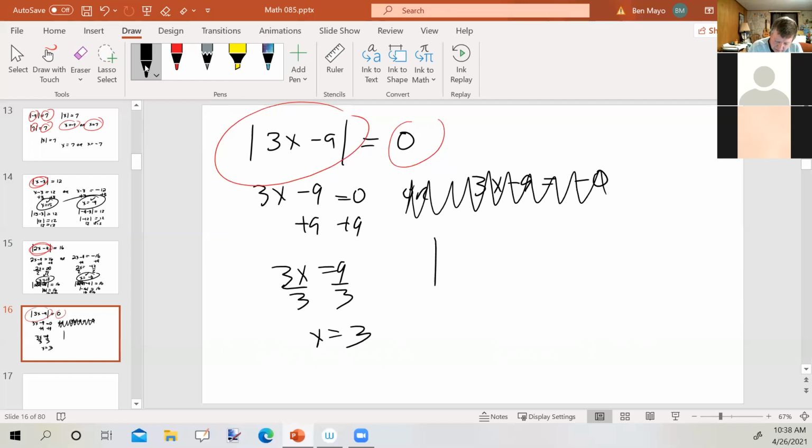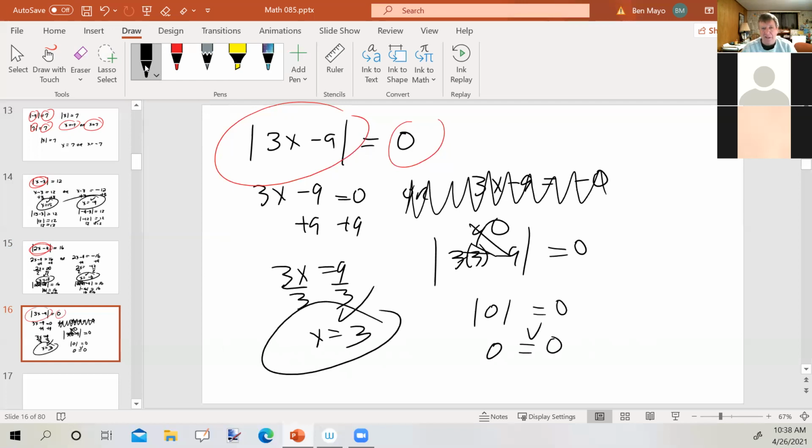Checking our work. The absolute value of 3 times 3 minus 9 equals 0. 3 times 3 is 9. 9 minus 9 is 0. The absolute value of 0 is 0. 0 equals 0. So we get the one solution. Any questions?